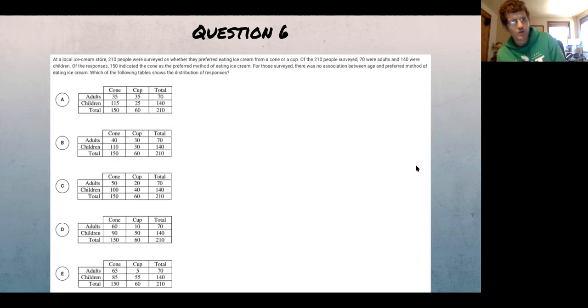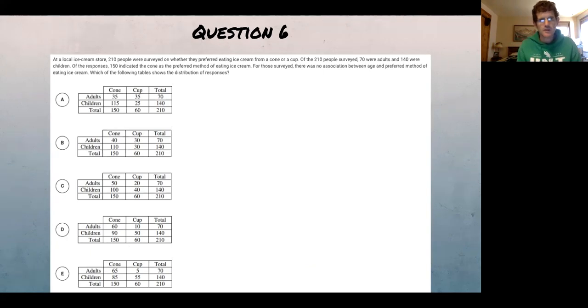At a local ice cream store, 210 people were surveyed on whether they preferred eating ice cream from a cone or a cup. Of the 210 people surveyed, 70 were adults, 140 were children. Of the responses, 150 indicated the cone as a preferred method of eating ice cream. For those surveyed, there was no association between age and preferred method of eating ice cream. Which of the following tables shows the distribution of responses?